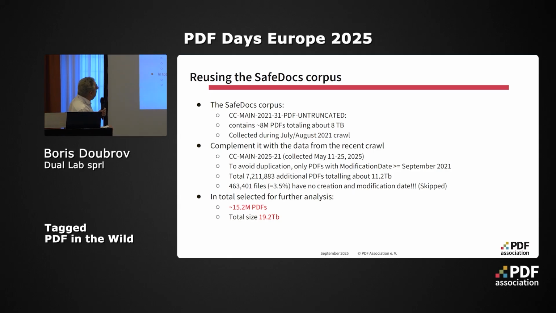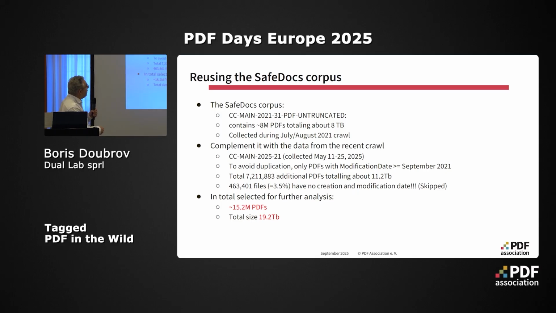So we went to the latest crawl and started downloading them all. But of course, there are duplications between what was previously downloaded and what is available now. We wanted to remove duplication by a very simple trick. So to avoid duplication, we looked only for PDF documents where modification date is greater than September 2021. Surprisingly, in total, we got more than 14 million available in the crawl now, because some of these links which are now in SafeDocs were probably removed and are not available now.